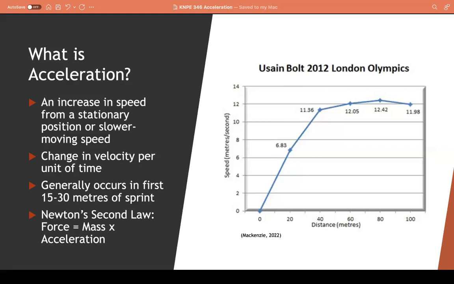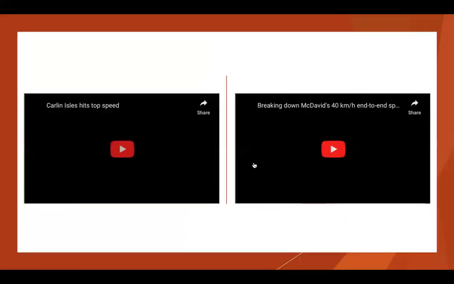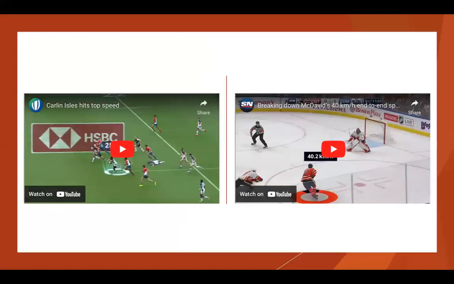Newton's second law, the law of acceleration, can provide insight into the fundamentals of how to increase acceleration. If force is a product of mass and acceleration, and we assume mass to be constant in running, then force and acceleration are proportional to each other. Therefore, to increase acceleration, we will have to look to increase force production. So before we continue further, here are two clips highlighting the importance of acceleration and speed in sports.